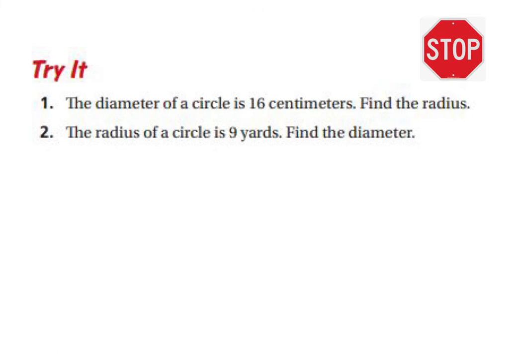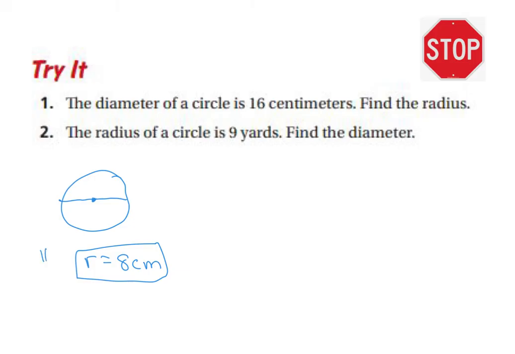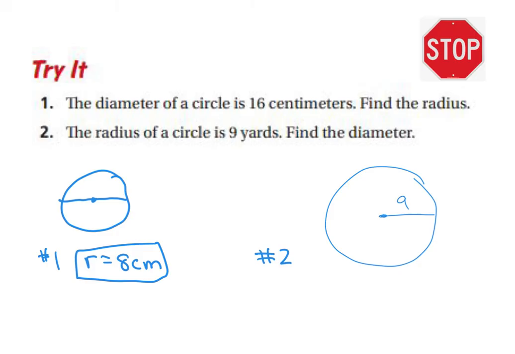Okay, so the diameter of a circle for number 1. Diameter of a circle is 16 centimeters all the way across. So then the radius is going to be 8 centimeters. And so that's for question number 1. And then for number 2, the radius of a circle is 9 yards. And so we want to find the diameter, so that would be double. So the diameter is 18 yards.